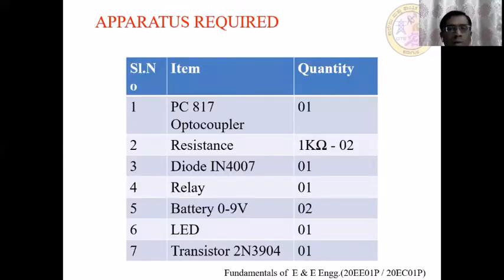What are the apparatus required to connect this circuit? PC817 optocoupler, one number, two 1 kilo ohm resistances, one diode 1N4007, one relay, two batteries of 0 to 9 volt, one LED, and one transistor 2N3904.